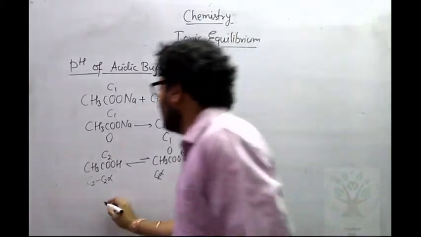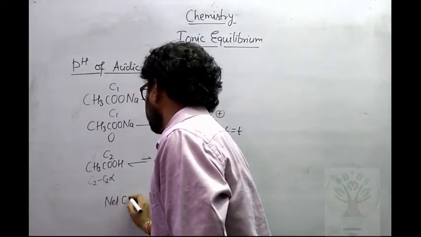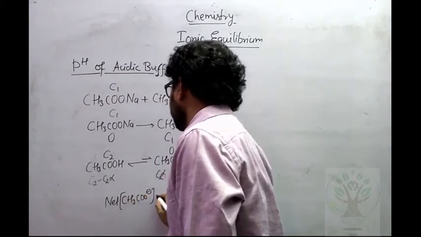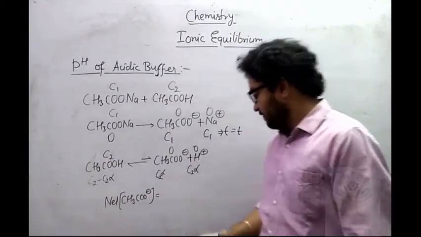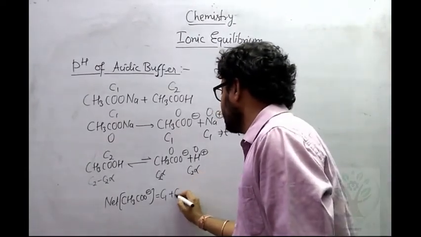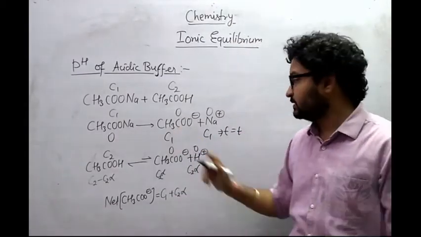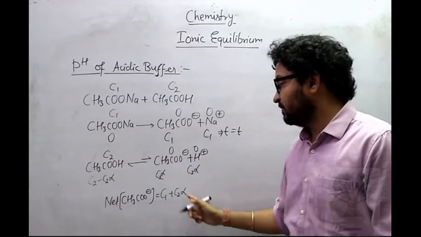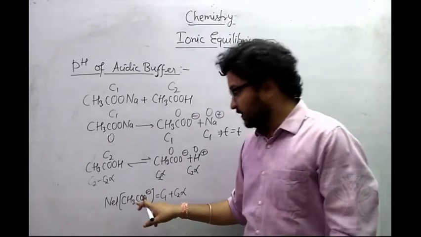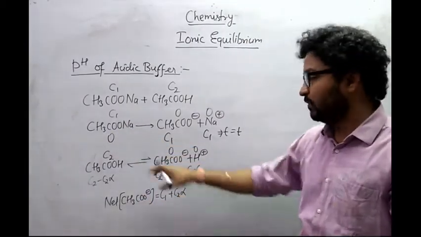Good. Now what can we write? We can write the net CH3COO minus. Can you tell me what our net CH3COO minus is? Net CH3COO minus equals C1 plus C2 alpha. C1 is coming from CH3COONa, and C2 alpha is coming from CH3COOH. You're getting this? Where is CH3COO minus coming from? It is coming from CH3COONa, that is the salt, and also from the acid.